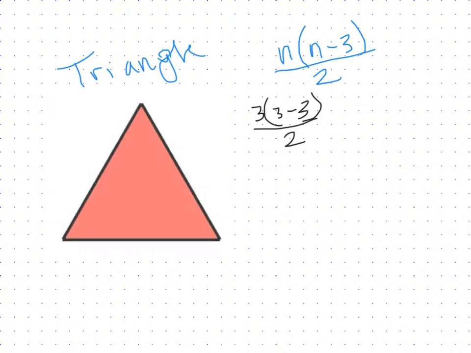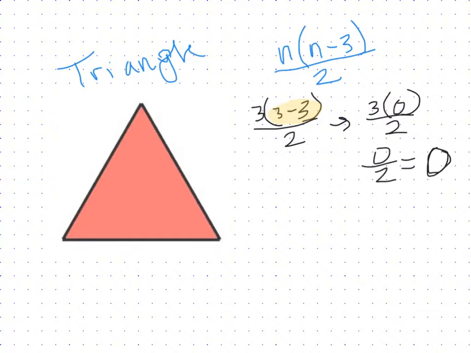Recall, we'll work on our parentheses first. 3 minus 3, which gets us 0. So 3 times 0 divided by 2. We can multiply next. 3 times 0 is 0, so 0 divided by 2. And 0 divided by 2 is 0, right? It's like saying here is a pizza that's cut into 2 pieces, and you ate none of them. How much pizza did you eat? 0. So a triangle actually has 0 diagonals.